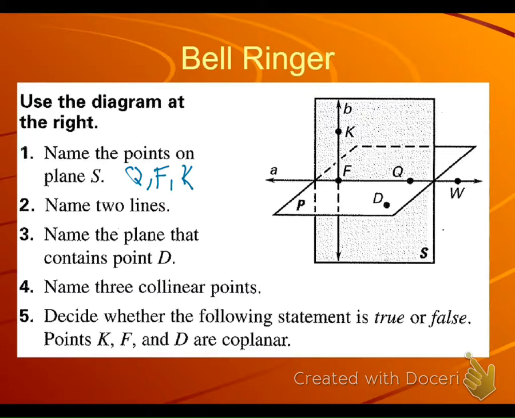Okay, name two lines. Can anybody name two lines for me? Yep, Nick. Line A and line B. If you had something with 2 points, that works as well. You could have had line KF with the line on top with the 2 arrows. You could have had line FQ with the line on top with 2 arrows, or you could just name it by that letter on the side.